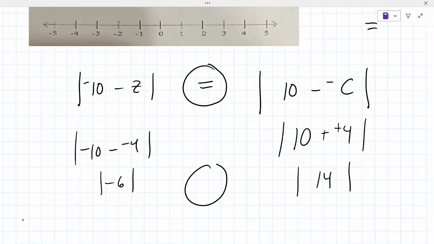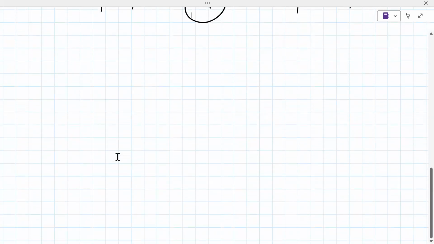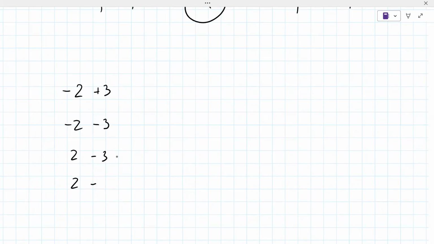You're not getting anything like this on your test, but I'm trying to ask you the following. Okay, so let's try something new here. All right. Are any of these equivalent?